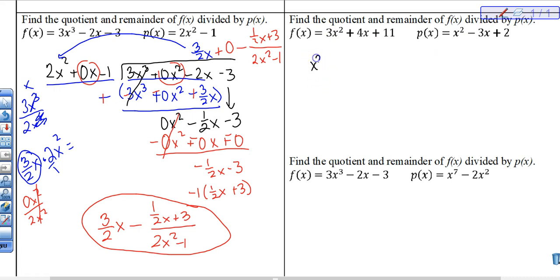So we're going to do x squared minus 3x plus 2 goes into 3x squared plus 4x plus 11. And we begin. Remember, you're doing 3x squared divided by x squared, ignoring everything else. It's all part of the remainder. So what is the answer to that? 3x squared divided by x squared. Positive 3, right? All right, so 3.